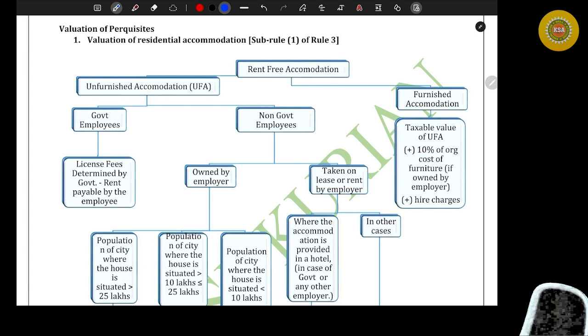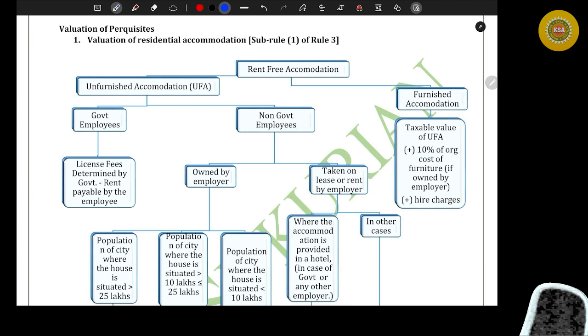So let's understand what exactly this point is. Friends, what do you mean by rent-free accommodation? Either the employer will provide me a house or the employer will reimburse my rent. That is said to be rent-free accommodation. If I'm getting rent-free accommodation, am I getting any benefit? Of course, yes. I don't have to buy a house or pay any rent. I'm of course getting a benefit.